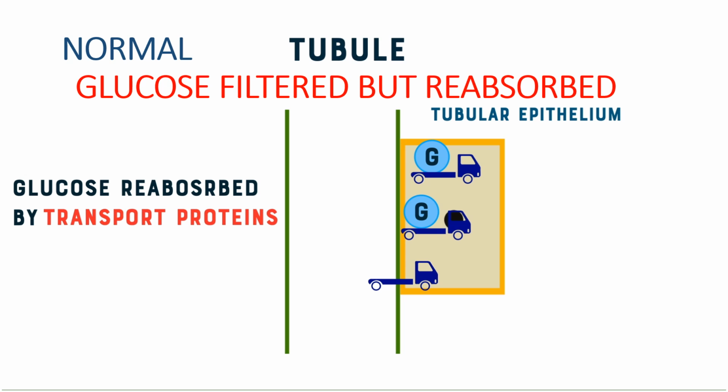Now, do you know what these proteins are called? These proteins are called SGLT, and the specific protein in the kidney is called SGLT2. SGLT stands for sodium glucose transporter. These proteins carry sodium with them, so they carry sodium and also glucose, and these are called SGLT2.